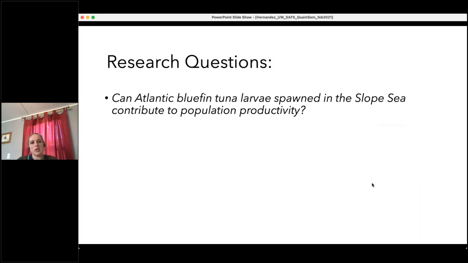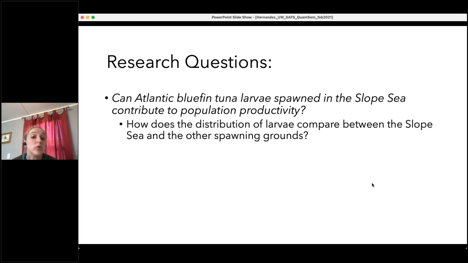So the big question is whether the larvae that are spawned in the Slope Sea can actually contribute to population productivity. And the sub questions that I can attack one by one are, how does the distribution of larvae compare between the Slope Sea and the other spawning grounds? Is the number of larvae in each of these locations an important number of larvae?